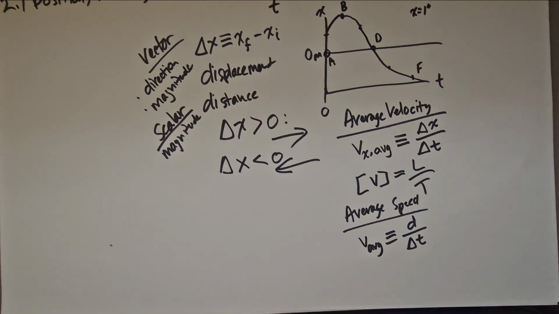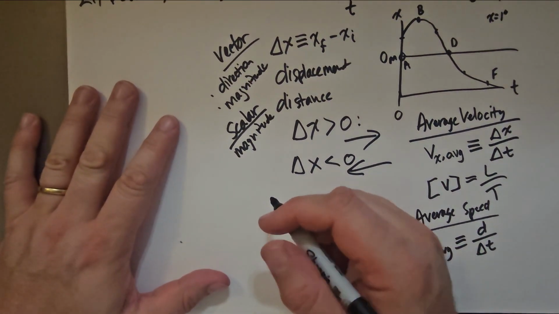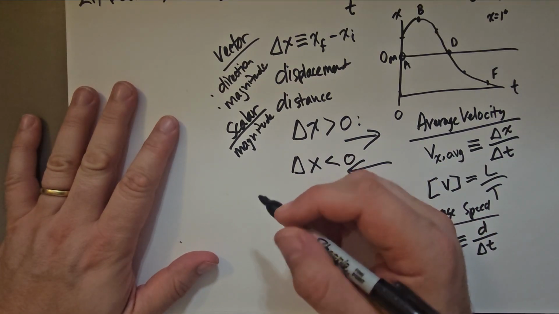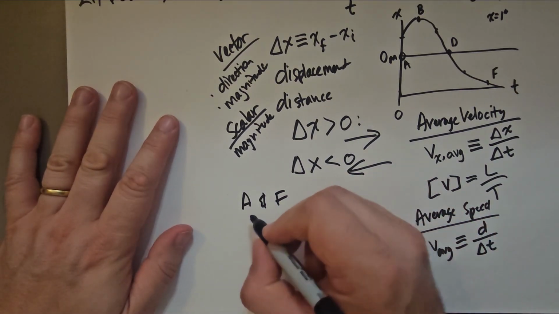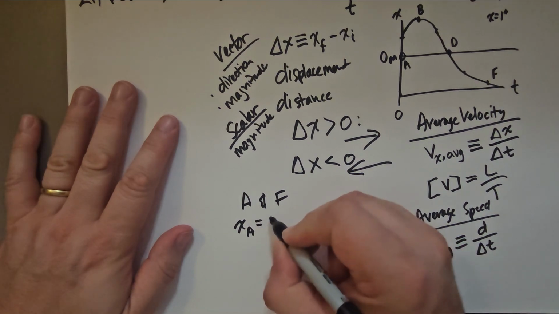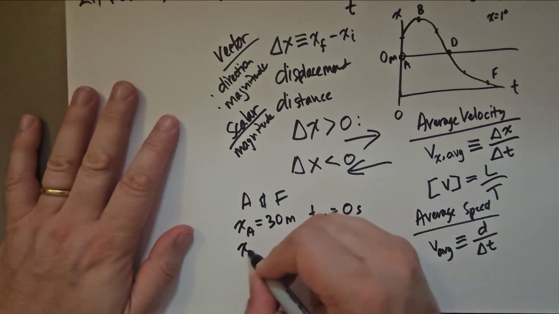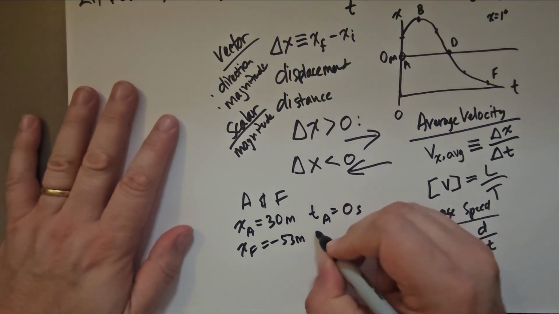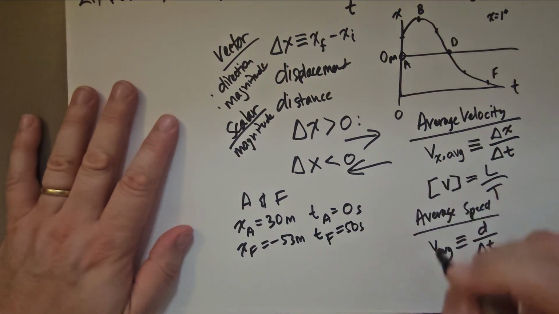And then we have example 2.1, calculating the average velocity and speed. Find the displacement, the average velocity, and average speed of the car in figure 2.1 between A and F. The position at A is 30 meters, and the time at A is 0 seconds, and the position at F was negative 53 meters. I'm pulling this off of the table, and the time at F is 50 seconds.